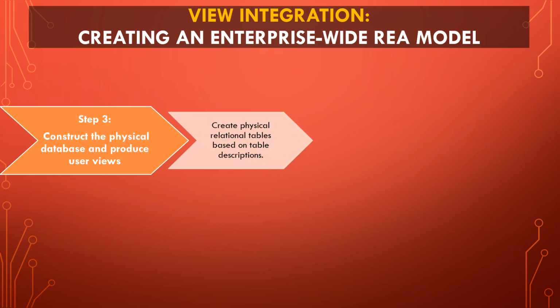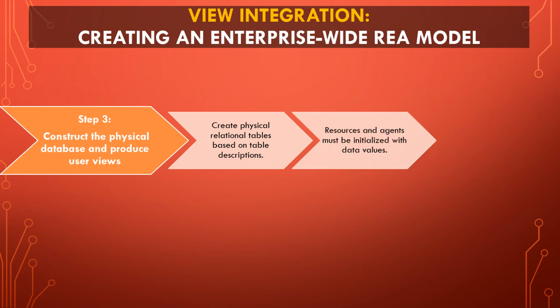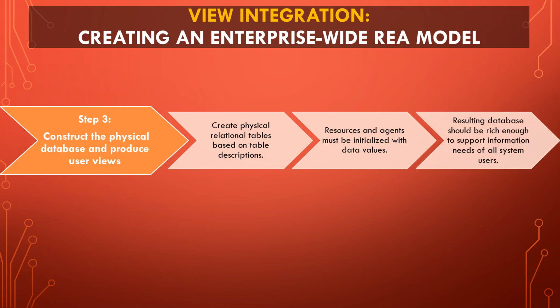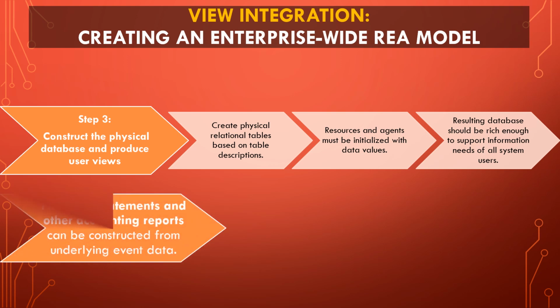Create physical relational tables based on the table description. Resources and agents must be initialized with data values. The resulting database should be rich enough to support the information needed for all system users. Okay, so financial statements and other accounting reports can be structured from underlying events data.